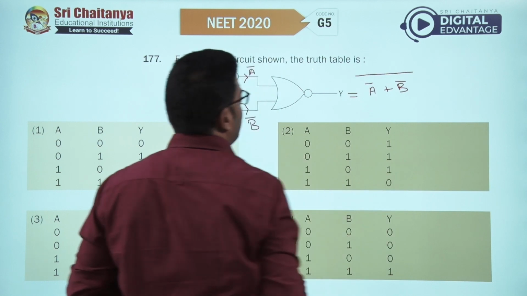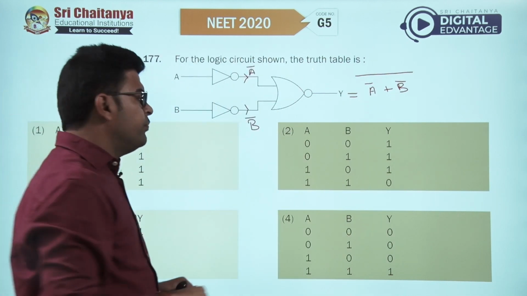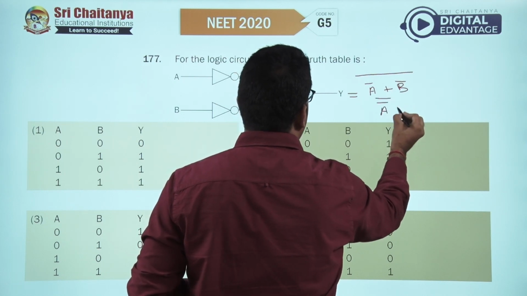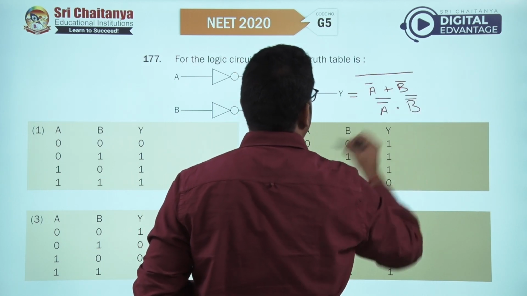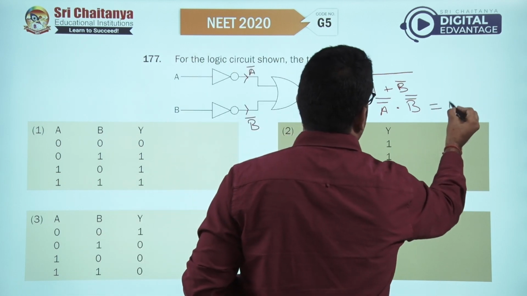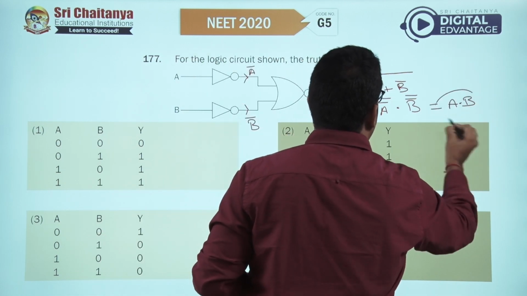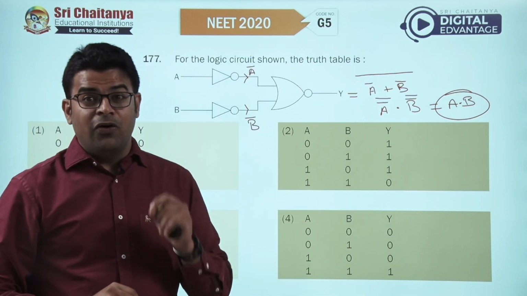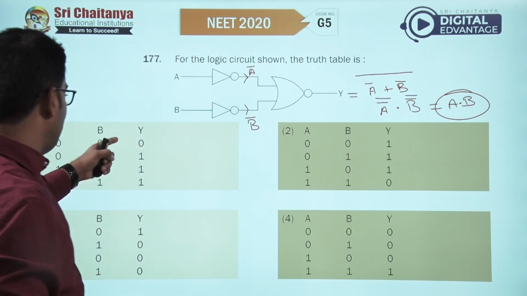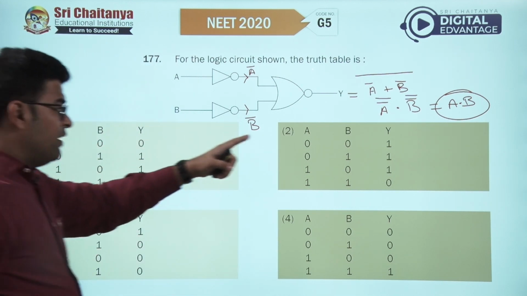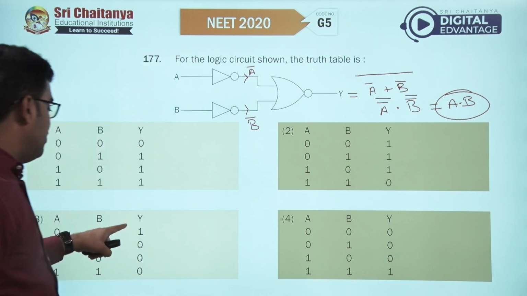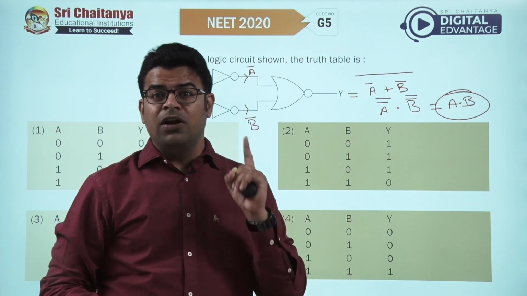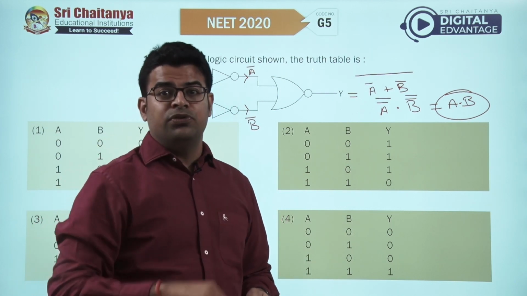plus a NOT. Now, using De Morgan's theorem, we will break the bar, change the sign, so we will get A bar bar dot B bar bar. Now, this is nothing but A dot B, which is output of which gate? Which is output of AND gate. So, the output of AND gate looks like this, 0 1 1 1, no, 1 1 1 0, no, 1 0 0 0, no, it is 0 0 0 1.